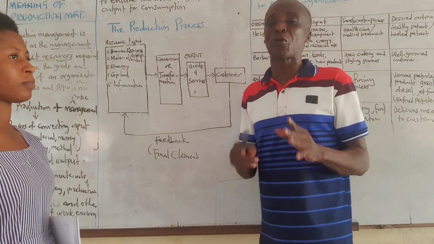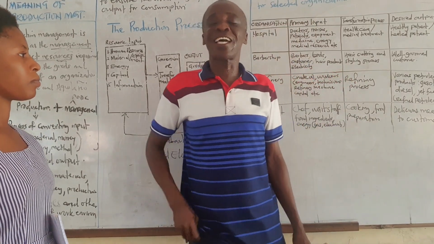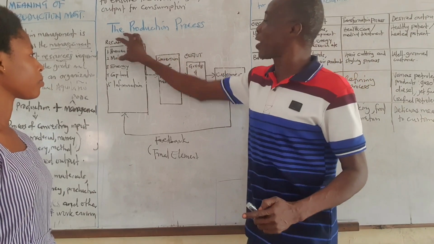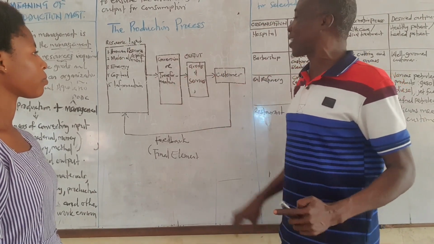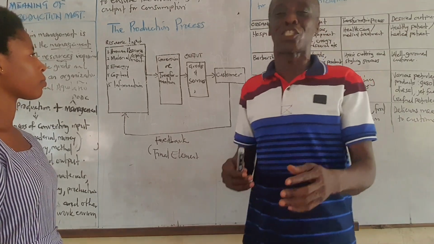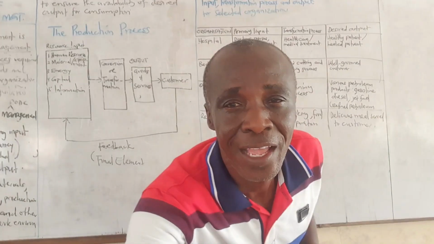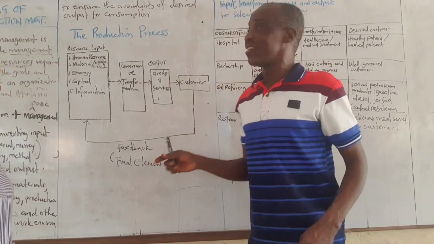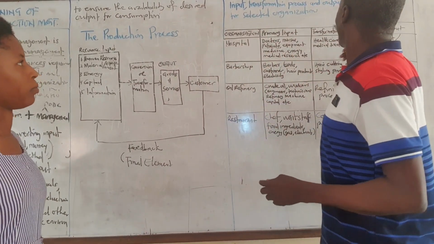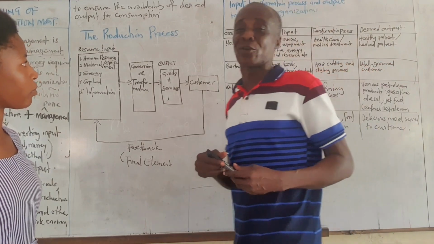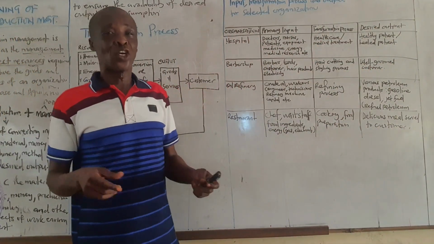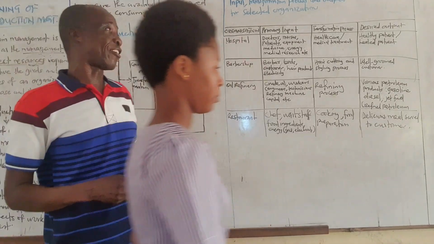So we are going to move to a table. We know the input, we know the process, we know the output. So we are going to pick various organizations, and then we will look at the resource input that they use. And then we will look at the transformation process that they go through. Then finally, we look at the desired output. So move to this direction.